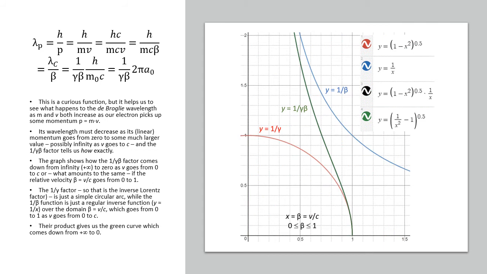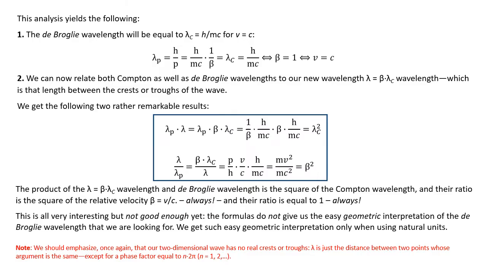So the Compton wavelength, you see the geometry of that. You see what it means in space. That lambda, that linear wavelength between two waves or crests, you see what it is. But the de Broglie wavelength itself, geometrically, I told you how it behaves mathematically because of that 1 over gamma beta factor, but I haven't shown you what it means in 3D.